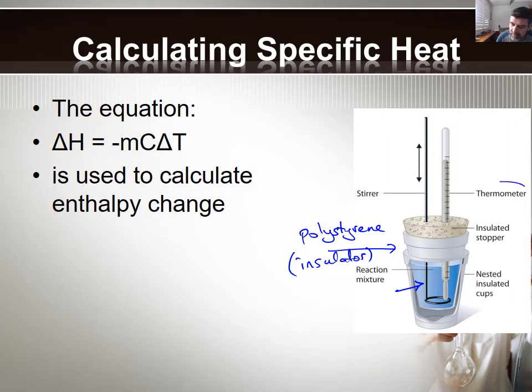Obviously, we need some device for recording the change in temperature, so a thermometer is the easiest thing to do there, and then perhaps any sort of agitator or stirrer that may also help to ensure that the heat is equally distributed and that our thermometer is measuring all of the temperature changes.